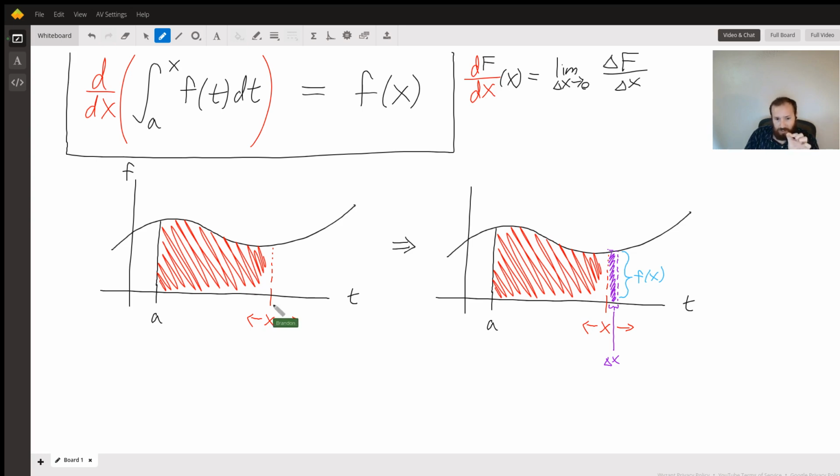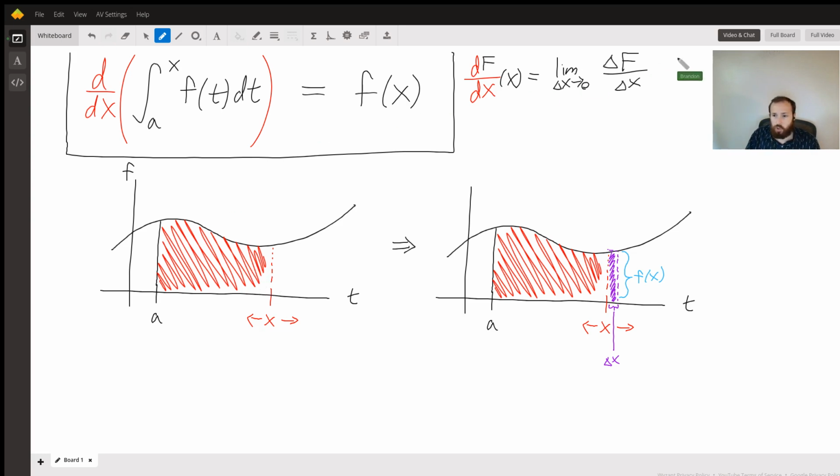And basically, if we change the input, which actually represents the upper bound of the integral, we will change the area under the curve from a to x. And whatever the area under that curve is, that would be the output of the function for that specific x value. So an accumulation function is literally a function that accumulates area under the curve for different x values.